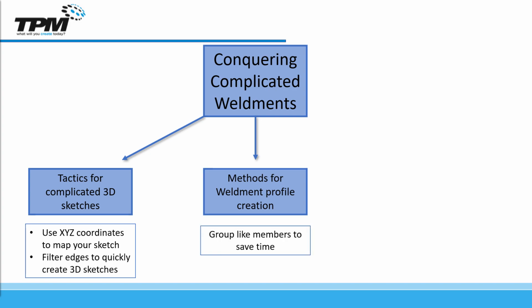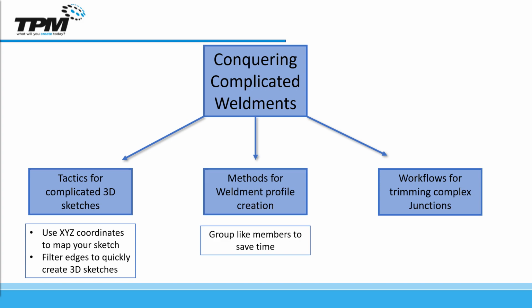By grouping like members, we save precious rebuild time in our model, and we also save ourselves time in the trimming stage of the Weldment process. Let's see how we can tackle some of the complex joints created by the profile creation process.